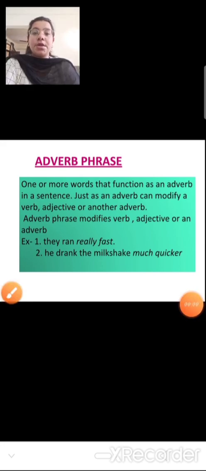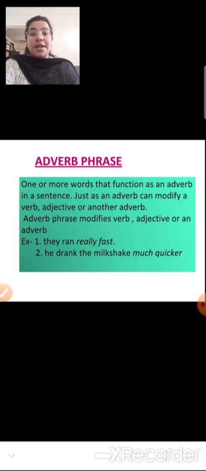So there is no need to get confused between an adjective phrase and an adverb phrase, because an adjective is used to describe the noun. It is a describing word. An adverb is describing the verb. So there is no need to get confused between the phrases. And this was all about phrases. We have read what phrases are and how many kinds of phrases there are.